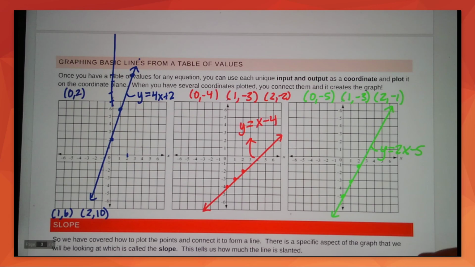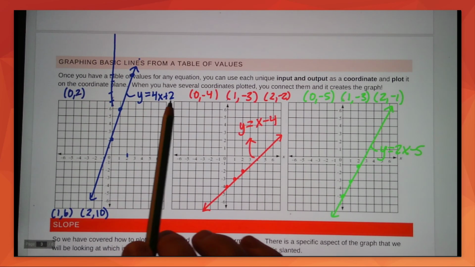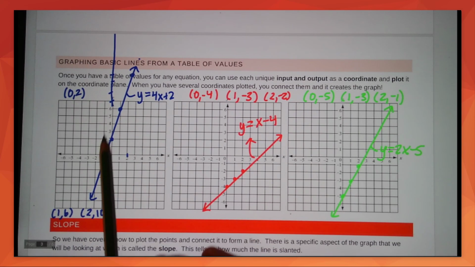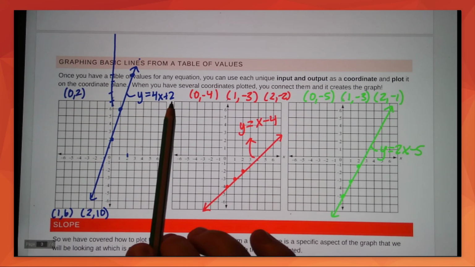Okay, let's go to the graphs. This is in slope-intercept form, y equals mx plus b. The m value here is 4. That means the slope of this line is positive 4, and the y-intercept is 2.